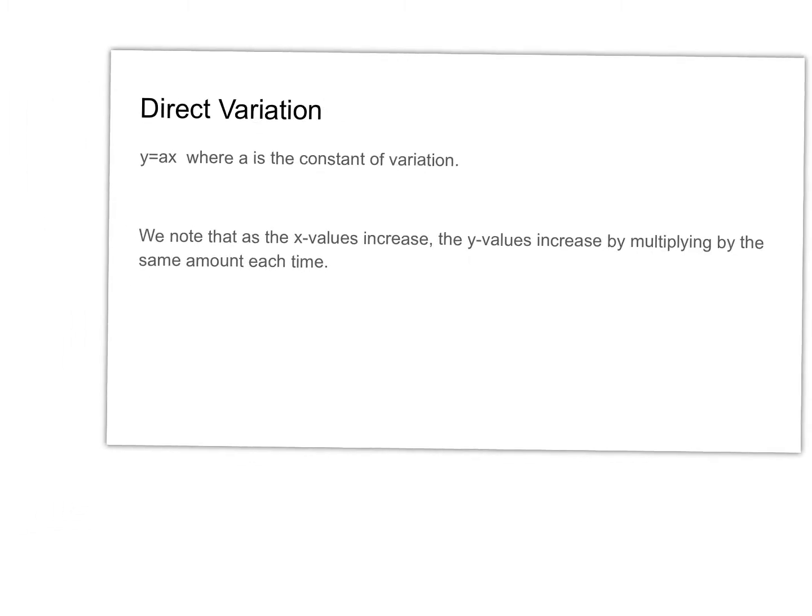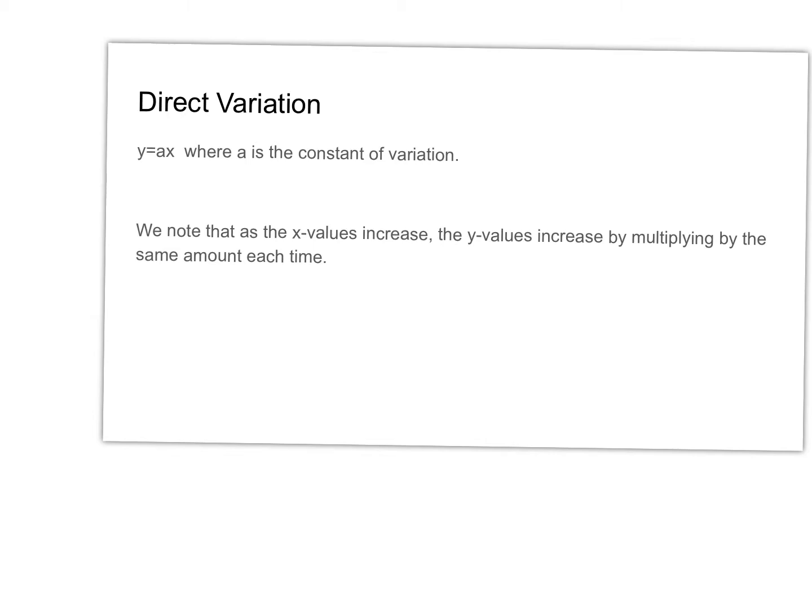Okay, let me shrink this so I can read it. Direct variation, as we saw earlier this year, is when you have the equation y equals a times x, and our a is what we call the constant of variation. A way to tell you might be dealing with direct variation is as your x values are going up, your y values are also increasing, and you're going to be multiplying by the same amount each time. That's where the constant of variation comes in, because that's what you're going to be multiplying by every single time.